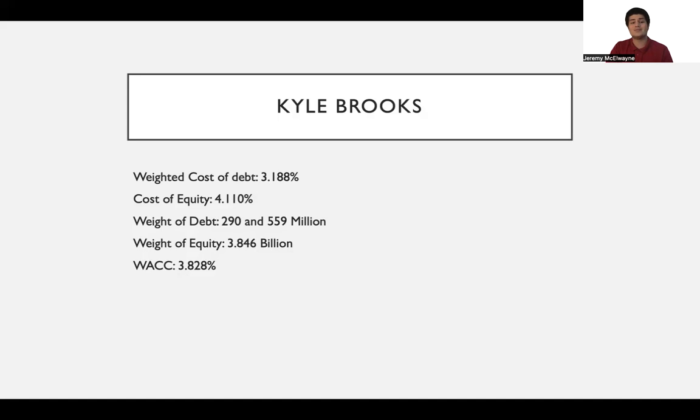Now, for the weights of debt, he found 290 million and 559 million, that would be current and non-current debt. And for the weight of equity, he found the number of 3.846 billion pounds. For his weighted average cost of capital, he came up with 3.828%.